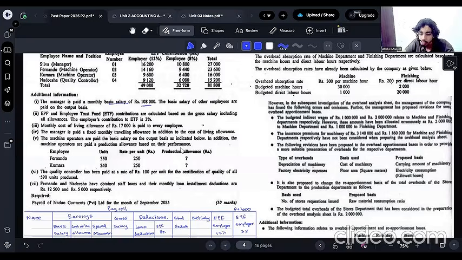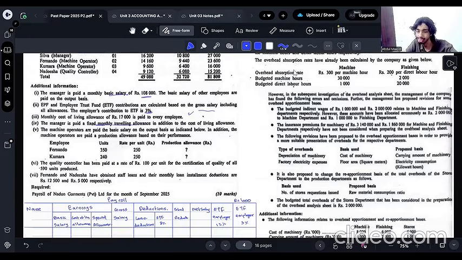EPF and ETF contributions are calculated from the gross salary, including all the allowances. The employer contribution to ETF is 3%, so you will need an ETF column. Monthly cost of living allowance: under earnings, you will need a cost of living allowance column. The manager is paid a fixed monthly traveling allowance in addition to the cost of living allowance. Then you will need another traveling allowance column, or you can name it fixed allowance or special allowance column. Those are the earnings.